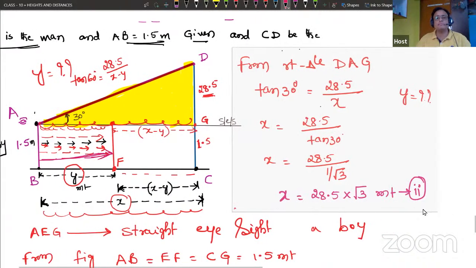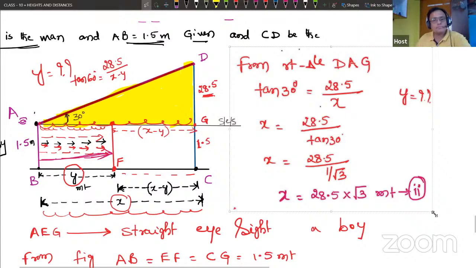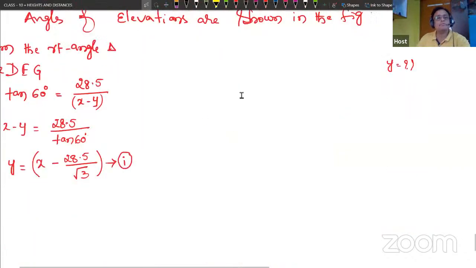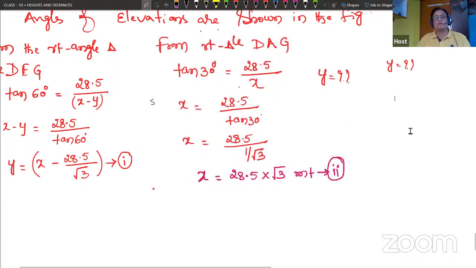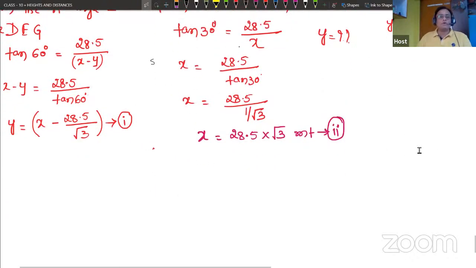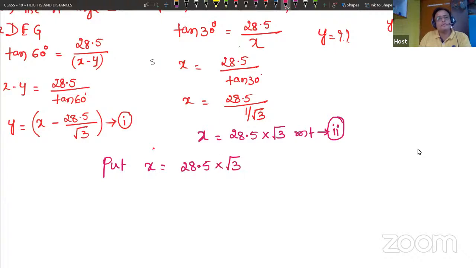So now look here. I will just take this one and write here. This is the part we have already written. Now how to find out y? Taking equation 1, put the x value. Put x is equal to 28.5 into root 3 in equation 1.